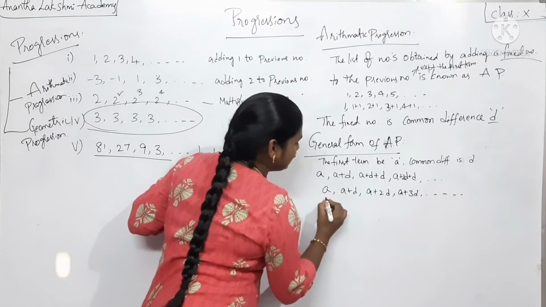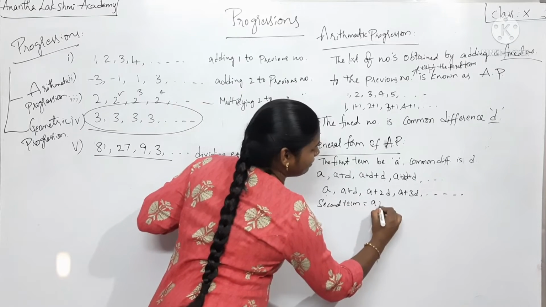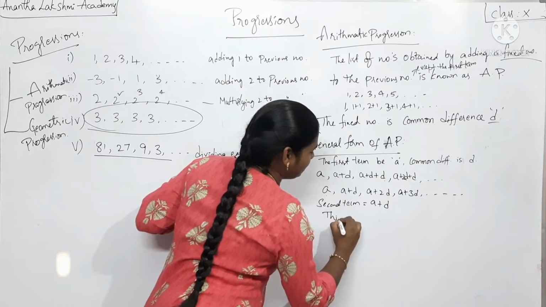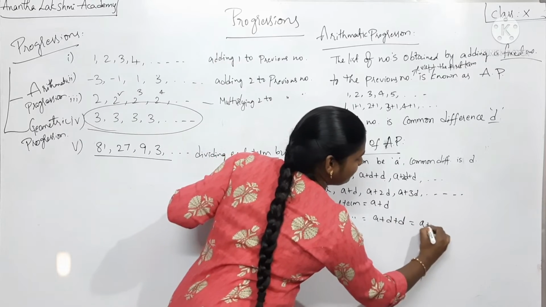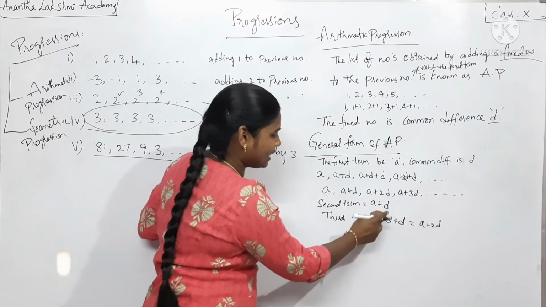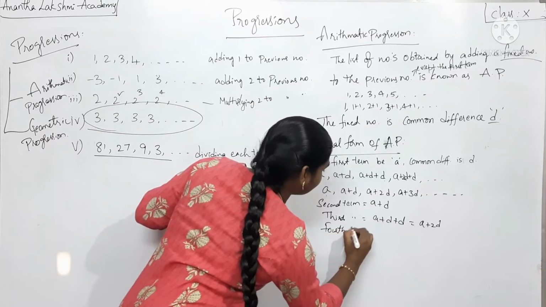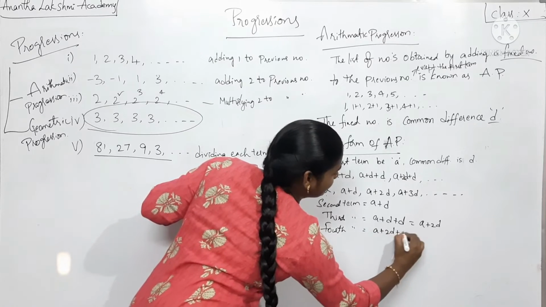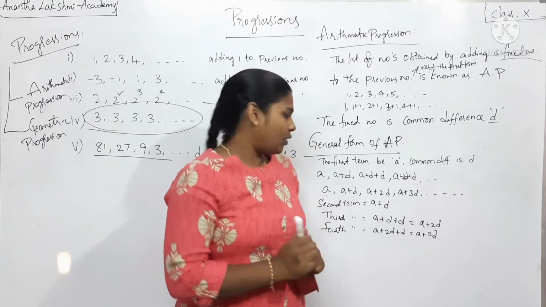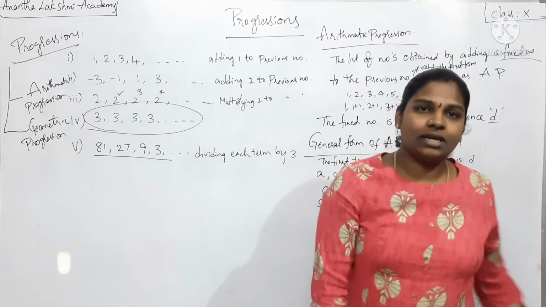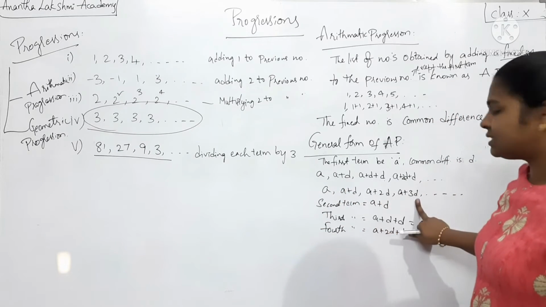So the first term is A. Second term, how do you get the second term? By adding the fixed number, which is D. Third term, how are you able to get it? A plus D plus D, which is nothing but A plus 2D. A plus D is the second term to which we are adding the common difference. And again, fourth term, A plus 2D plus D, which is nothing but A plus 3D. This is how we define AP. And the general form is A, A plus D, A plus 2D, A plus 3D, and it goes on.